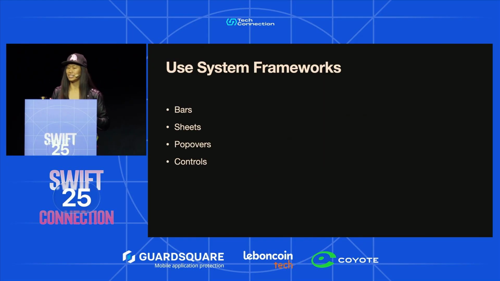But first, the easiest way to implement liquid glass is using system frameworks. So we have all of the different bars, the sheets, the popovers, all the controls. They all by default get liquid glass once you build with Xcode 26. You do not need macOS 26, but you do need Xcode 26. And then you have to start thinking, do you really need things to be custom or not? And you know what you have to do? Ask Tamia.